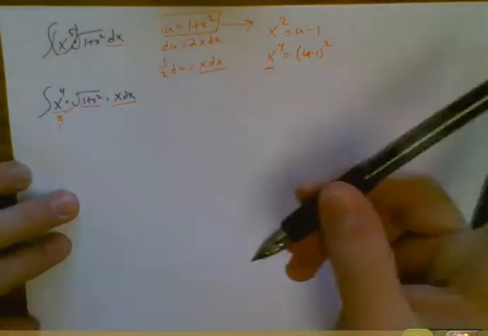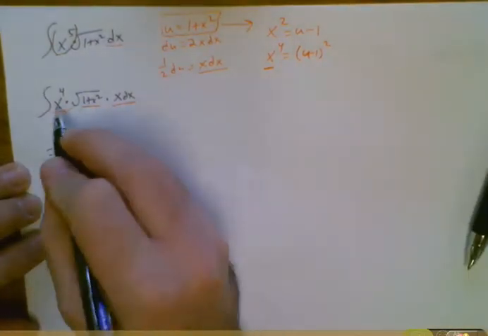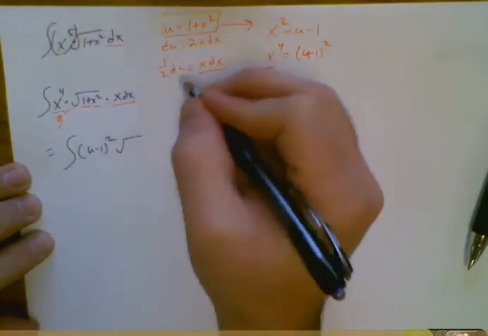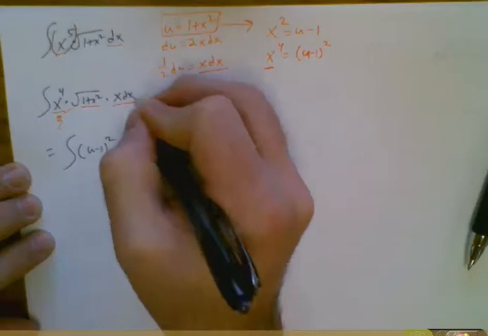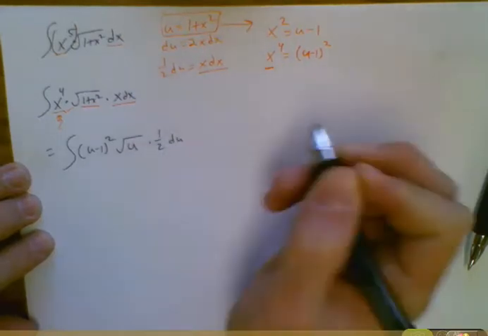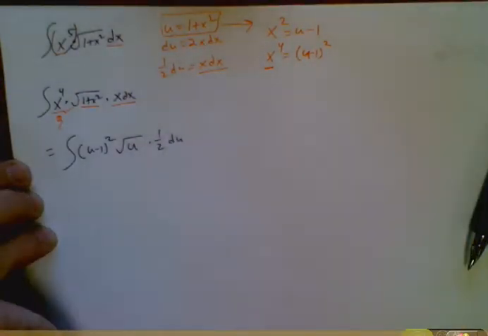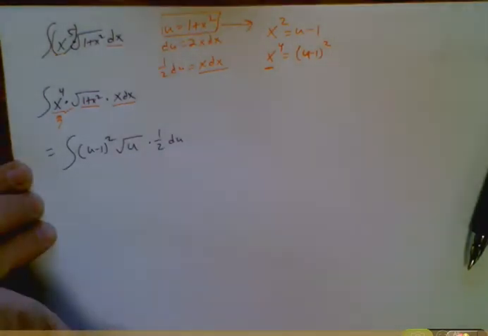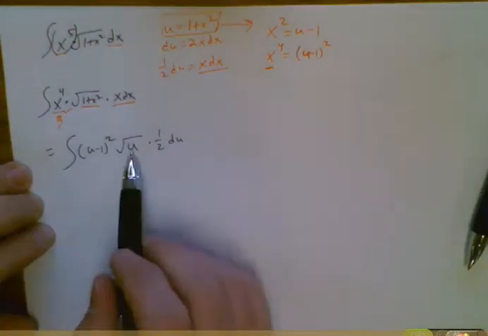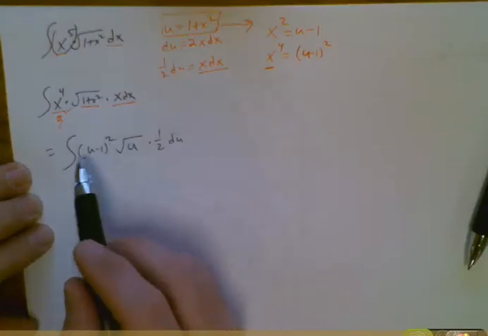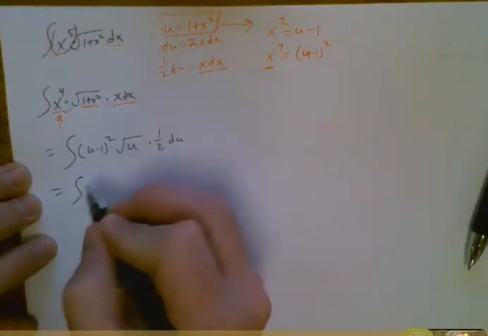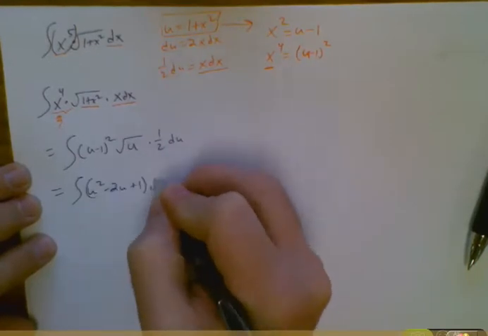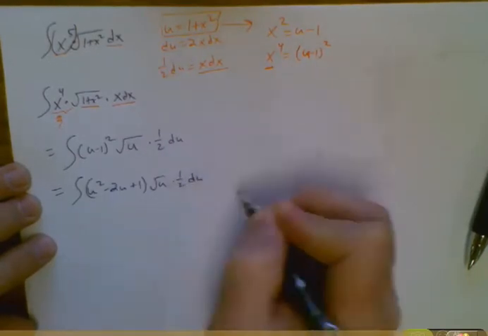So if I make a full substitution now, my x to the fourth becomes u minus 1 squared, my square root of 1 plus x squared becomes square root of u, and my x dx becomes 1/2 du. And I've now successfully substituted all my x's for u's. Even that isn't that easy to solve because I've got a square root, and I've got something squared. I'm going to have to actually expand that. I really have no other choice. This is going to be u squared minus 2u plus 1 times square root of u times 1/2 du.